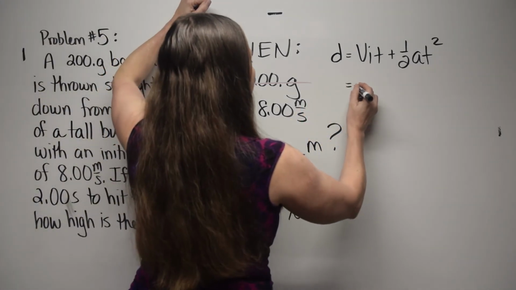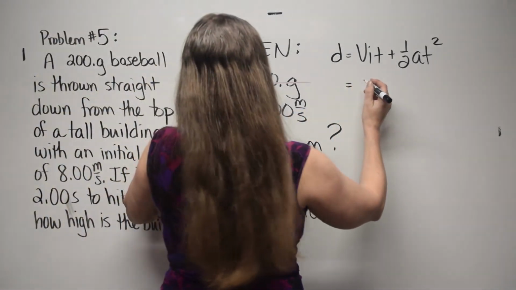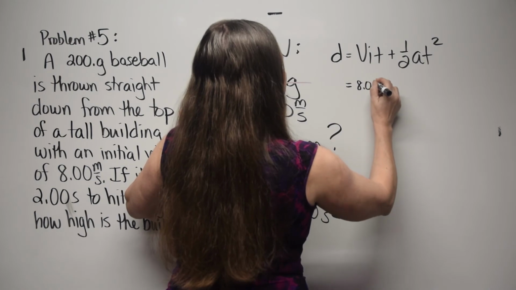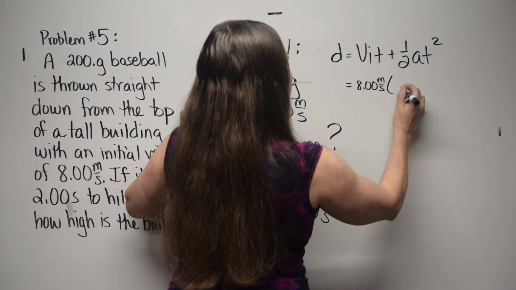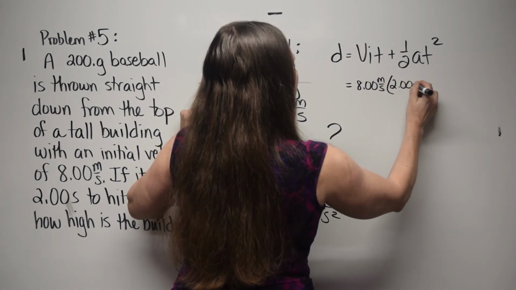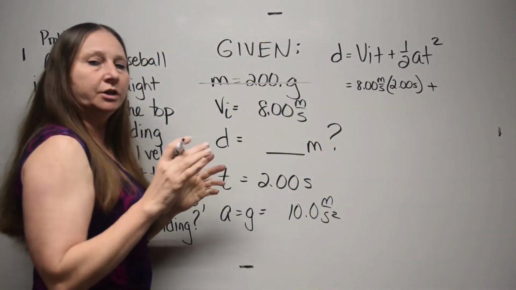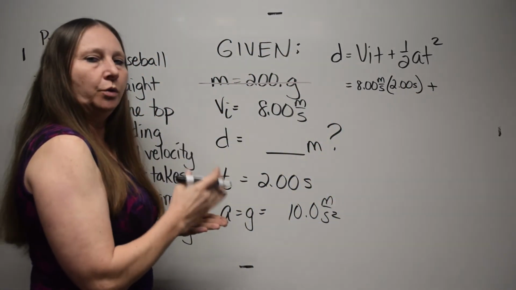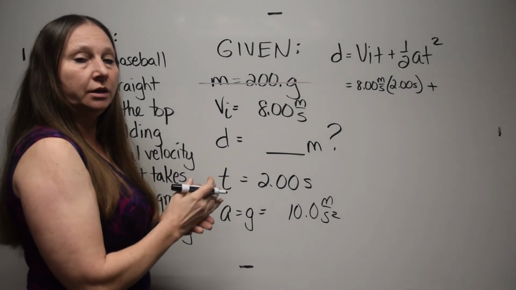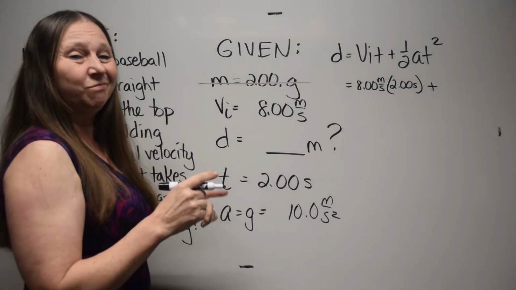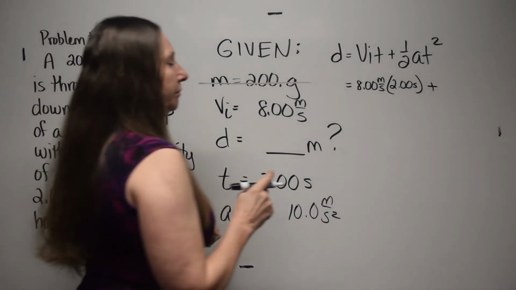Now, v initial is 8 meters per second. The time is 2 seconds. Remember, our prediction is the answer is going to be greater than 20. If the answer isn't greater than 20, I made some kind of a mistake.